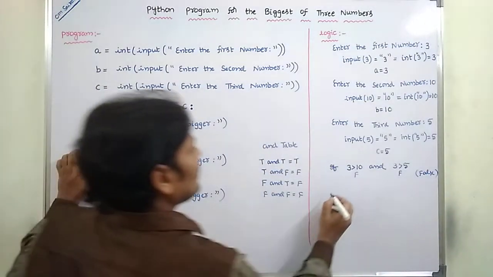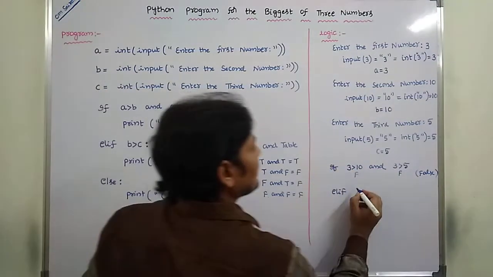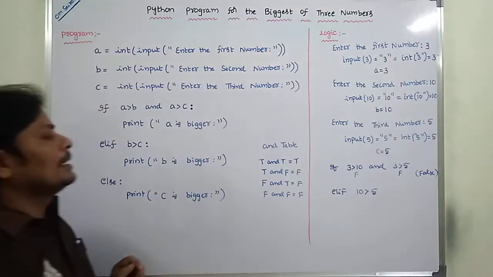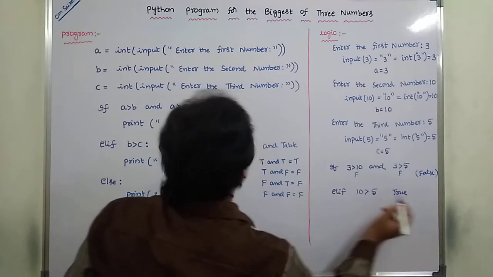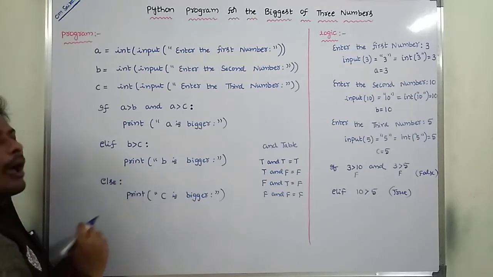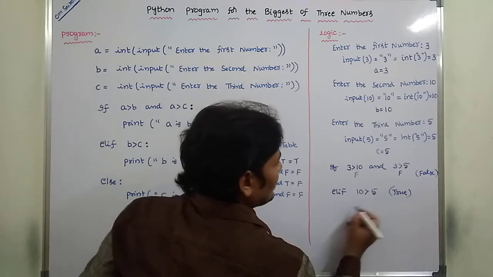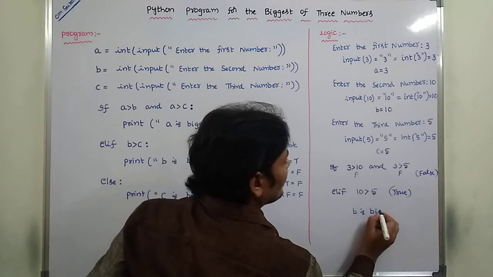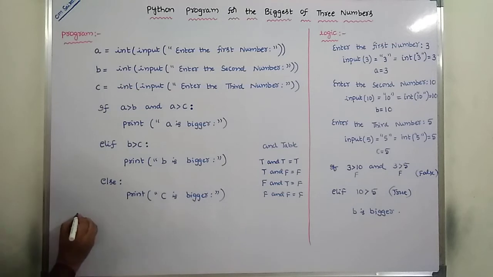Then go to elif b greater than c. The b value is 10, the c value is 5. 10 greater than 5 is true. Whenever this condition is true, the control goes to the else if block. Then what is the statement there? "b is bigger". So now this condition is true, therefore b is bigger. Now we go for the output.